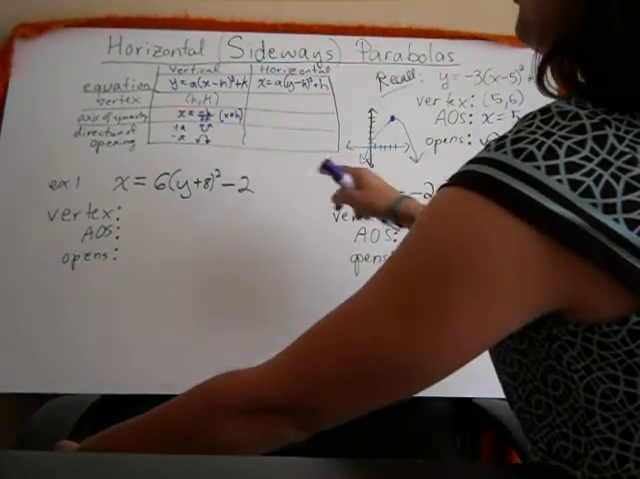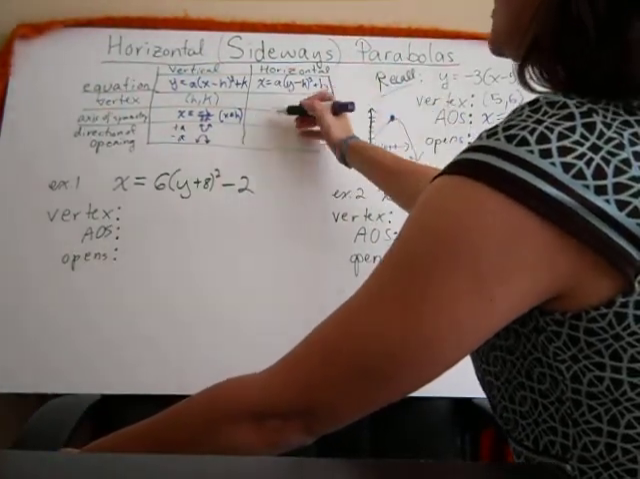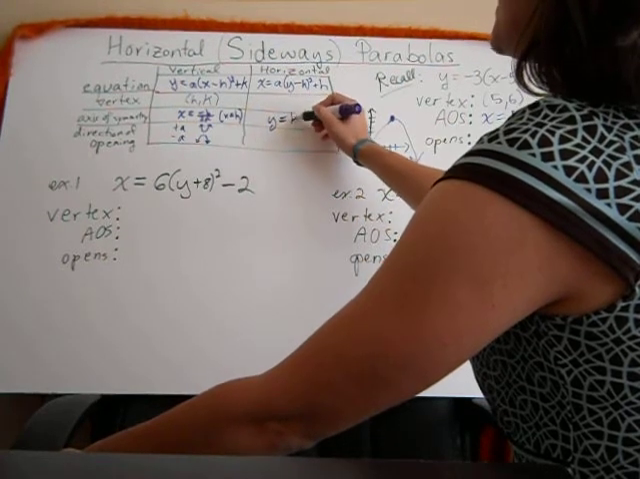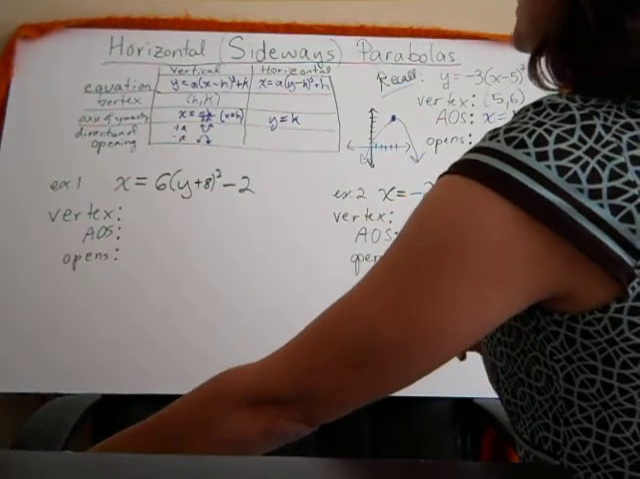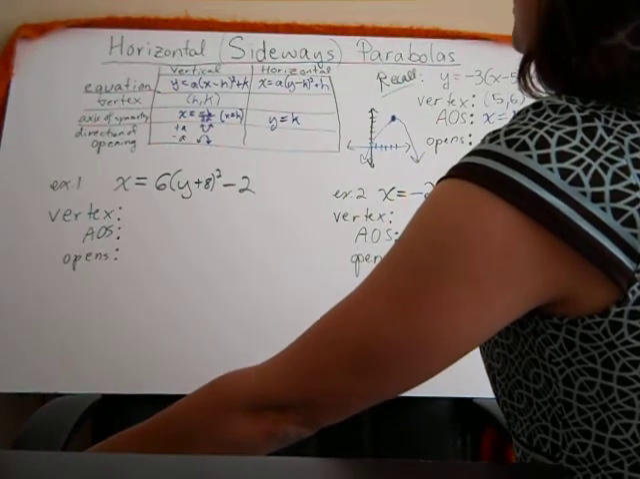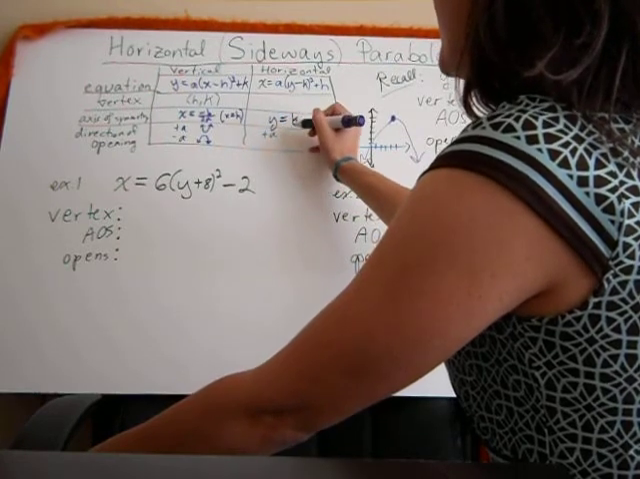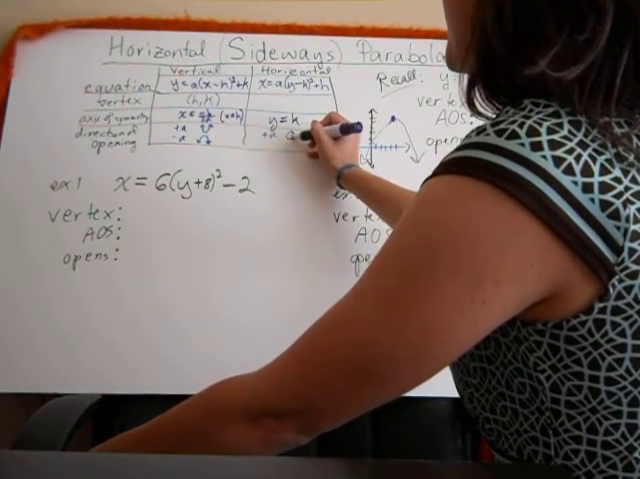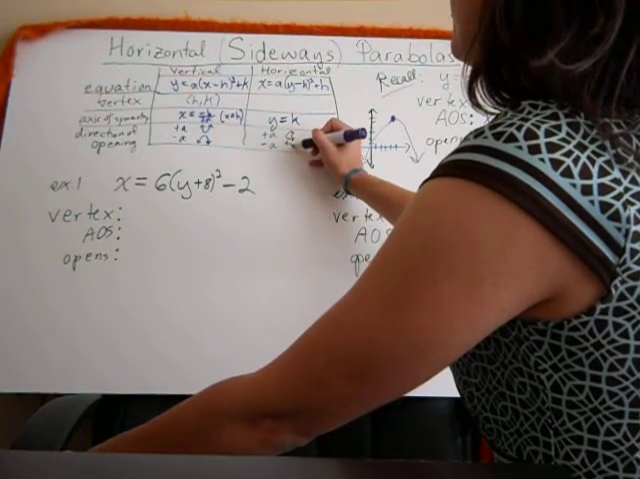Alright, I'm going to skip the vertex for now. The axis of symmetry is y equals k, and the direction of opening is, well, we're looking at right or left, and it works how you think it would. If a is positive, it opens to the right, and if a is negative, it opens to the left.